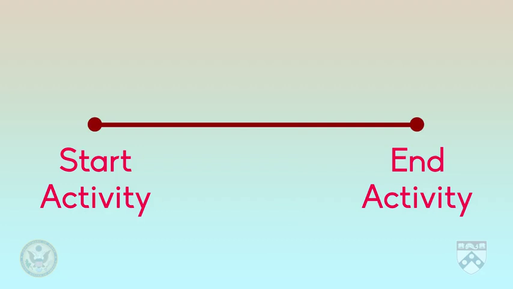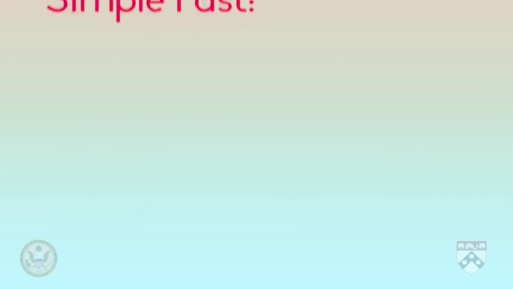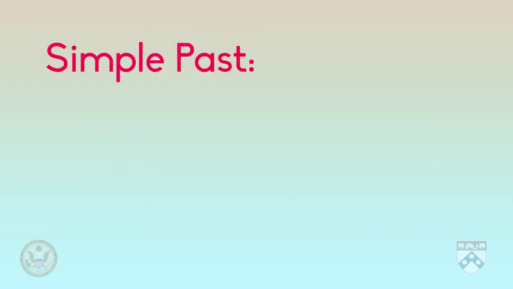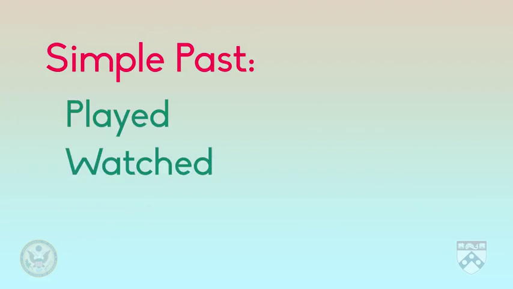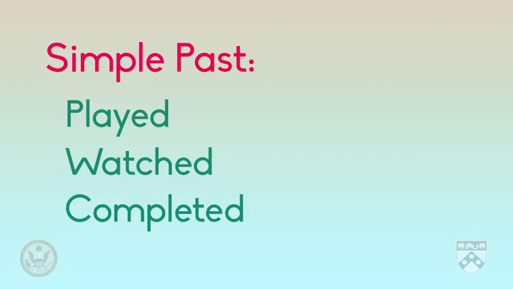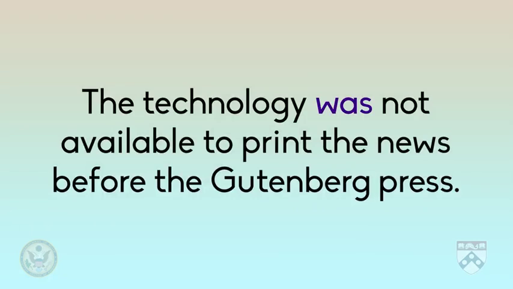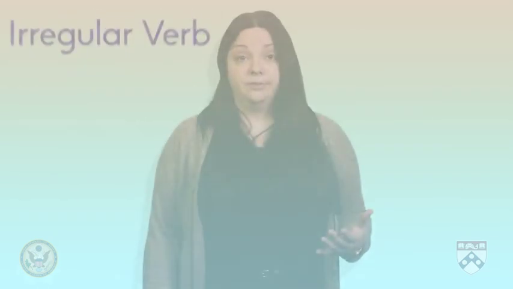Most verbs can be put in the past simply by adding -ed or just -d to the end of the verb. For example, played, watched, completed. You may notice that there are many verbs that do not take an -ed ending. For example, the technology was not available to print the news before the Gutenberg press. In this sentence, the verb to be is put in the past. This is an irregular verb.